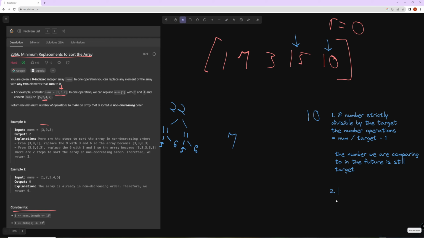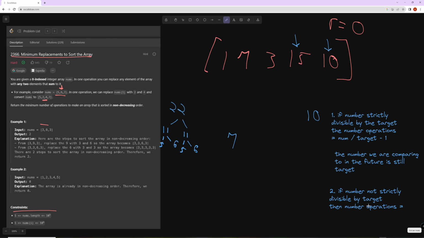So let's write that down. If number not strictly divisible by target, then let's figure out how many operations we have also, right? So let's see what we did here. The number wasn't divisible by the target. 22 divided by 7 equals 3, a lower divide, and the remainder is 1, so there is a remainder. And it took us how many operations? This is 1 operation, 2 operations, 3 operations. So here it was number over target minus 1. But now if there is a remainder, it's just going to be number over target.